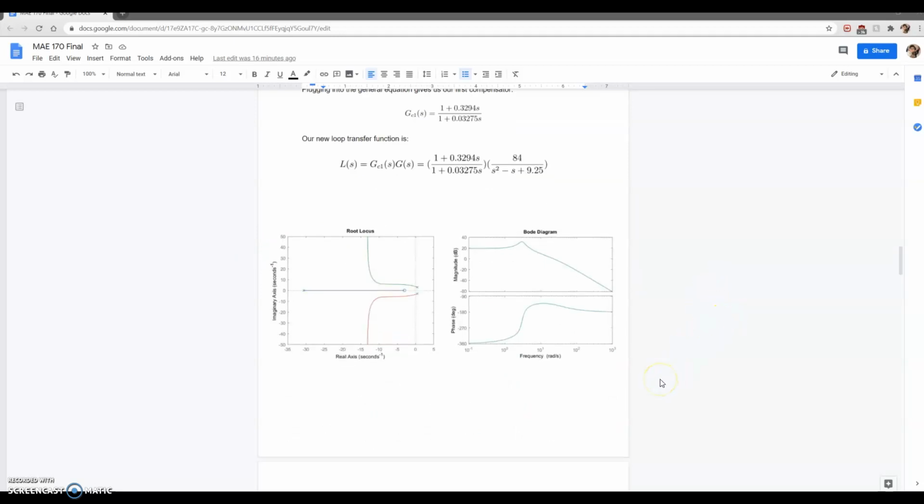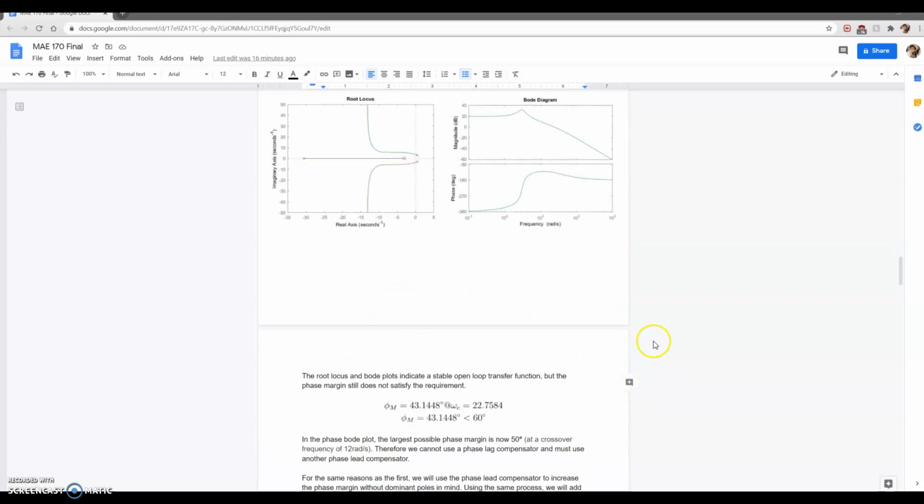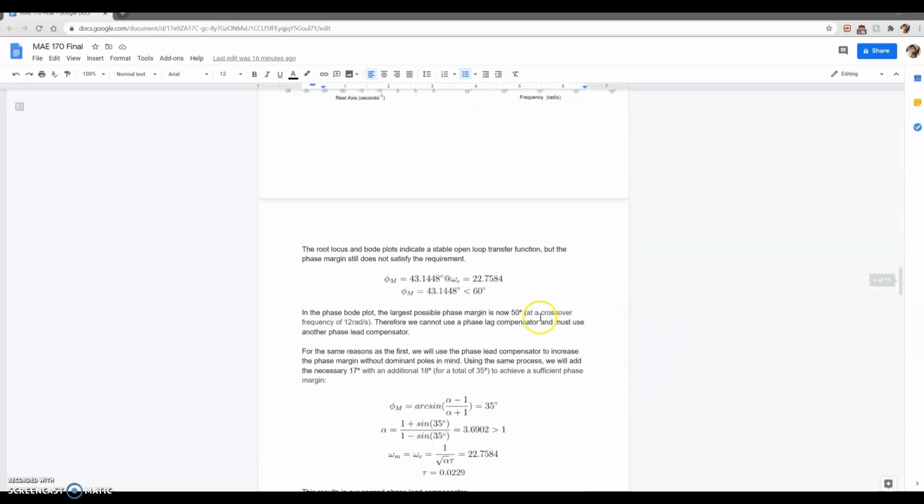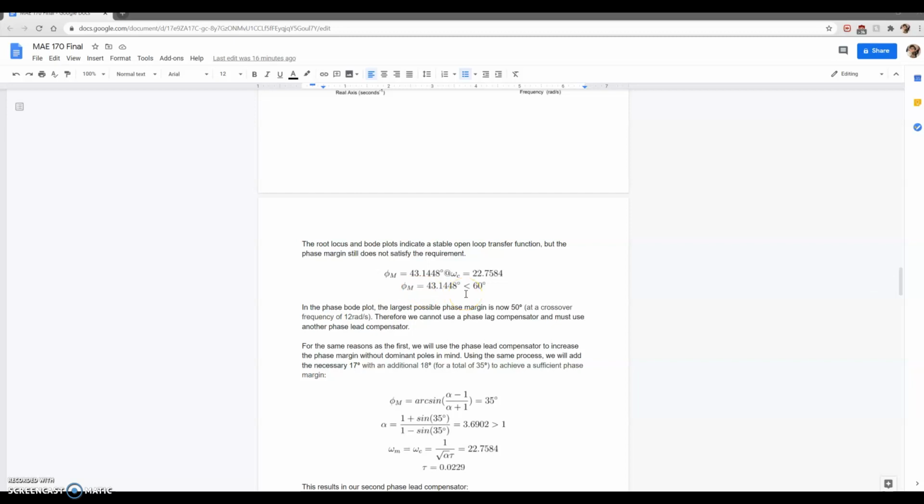On the root locus, the branches now cross into the left-hand side, so the system is now stable. And on the Bode diagrams, I have some here. The phase margin is now about 43 degrees, but it is still less than 60 degrees.